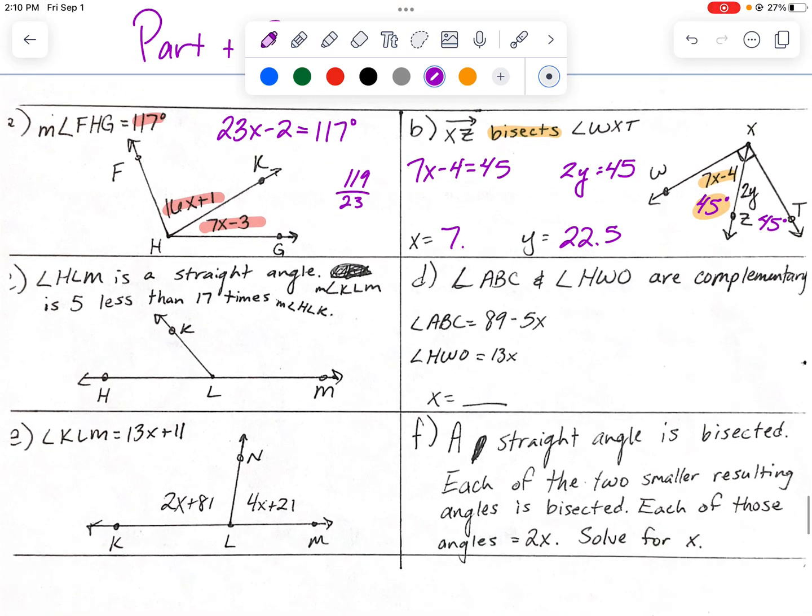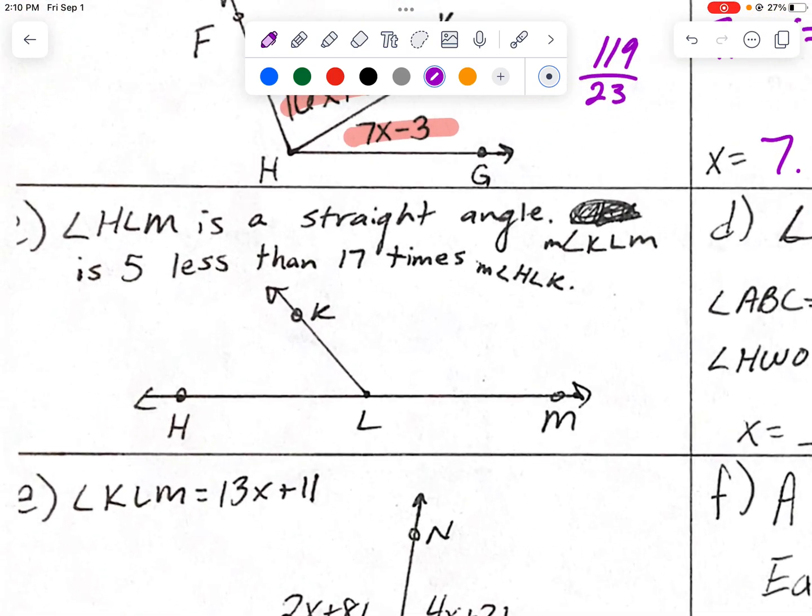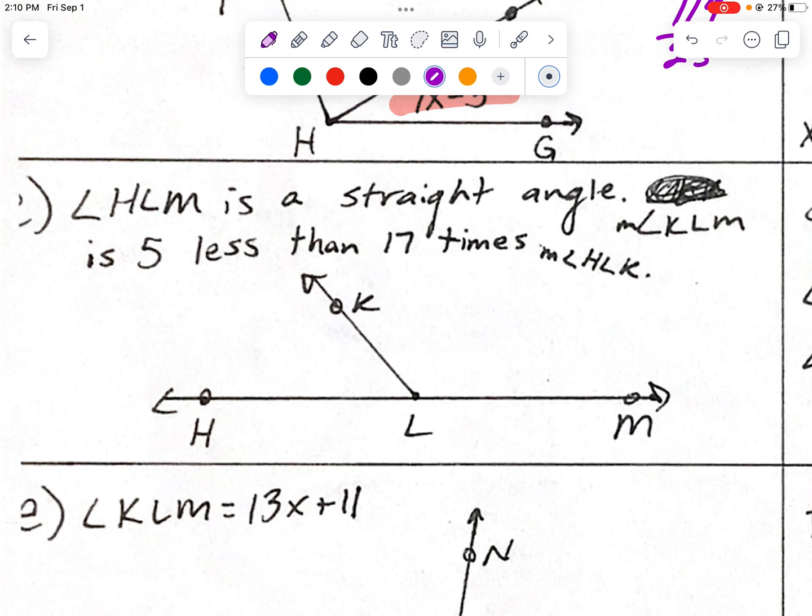And again, pause the video at any point, try the problems first, and then if you have questions or you need a little bit of help to get started, unpause and check your work. All right, let's look at C. It is a straight angle. Now, we weren't able to assume this when it wasn't given, but now that it is given, I can assume 180.